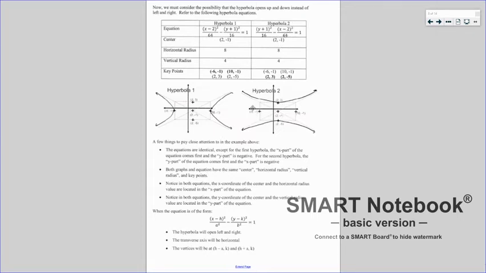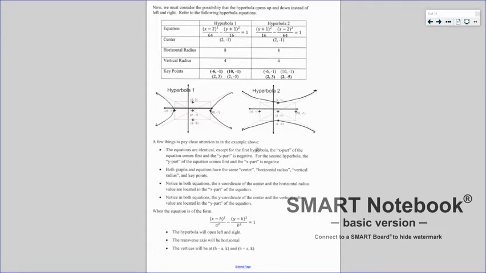So we can draw in a rectangle using our key points. From the center, we're going to go left and right 8. We're going to go up and down 4. And now (2, 3) and (2, -5), those are the actual vertices of the hyperbola that is going to open up and down. So that would be the equation, and this would be the picture.